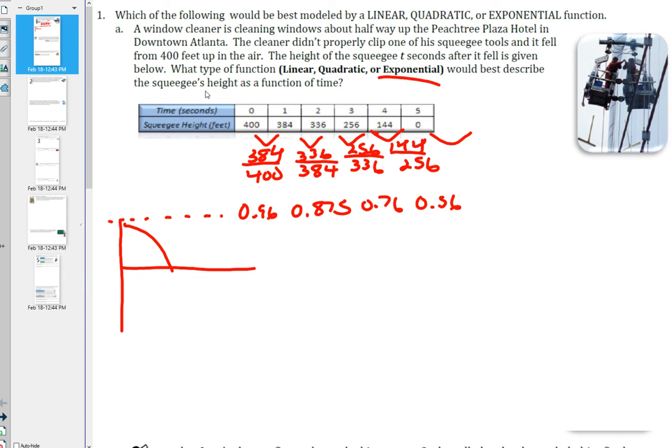The other word I'm picking up on here is best. What would best describe it? So even though we can't prove necessarily that it's exponential, based on the values that we're being given, that's the only one it could be. I don't see that it's asking you for anything else.